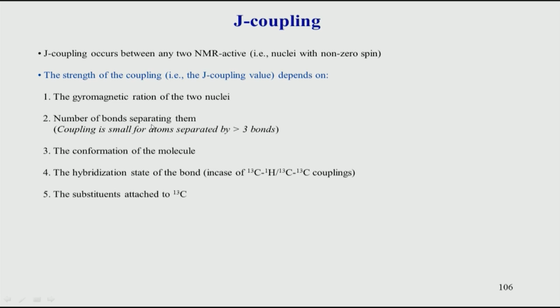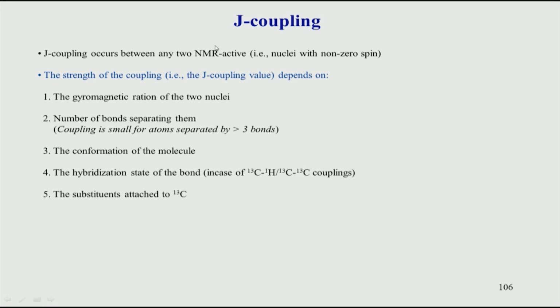Number two factor is, it also depends on the number of bonds separating the nuclei. If you have hydrogens separated by two bonds, which is called geminal hydrogens, they will have a stronger coupling compared to vicinal hydrogens, which are separated by 3 bonds. If you go for longer, 4 bond, 5 bond and so on, the hydrogen coupling becomes weaker and weaker. Of course, 1 bond hydrogen coupling is not there. We talk about 1 bond hydrogen to carbon, which is very strong because it is one bond. So, the number of bonds separating two atoms matters for the coupling.